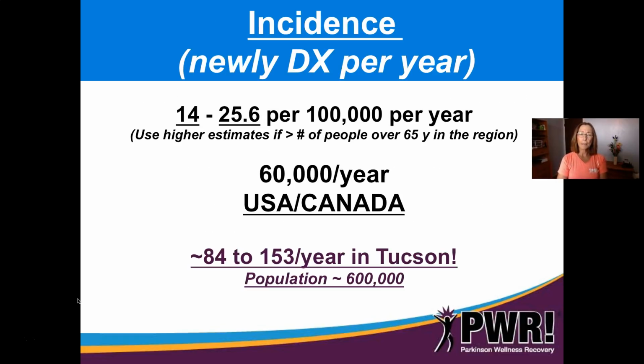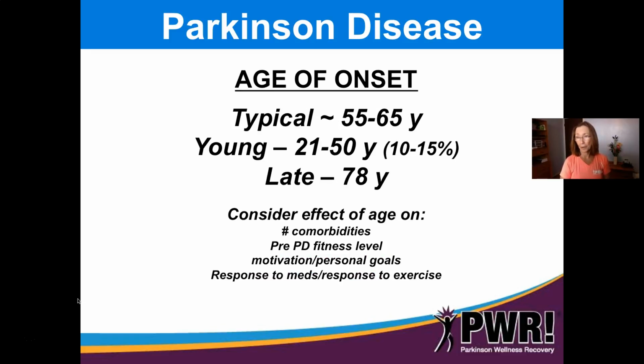The incidence is the number of people who are newly diagnosed every year. These numbers are a little more accurate, and overall the incidence is 14 to 25.6 people per 100,000. The more people living that are over 65 in any one region, of course, you're going to have more newly diagnosed people. In Tucson, you can see at the bottom, we have a population of about 600,000. So I've just estimated how many I might anticipate every year being diagnosed. And our goal at our PWR gym in Tucson is to try to find a way to meet the needs of those people. It's a big challenge, and it's going to require some new paradigms.